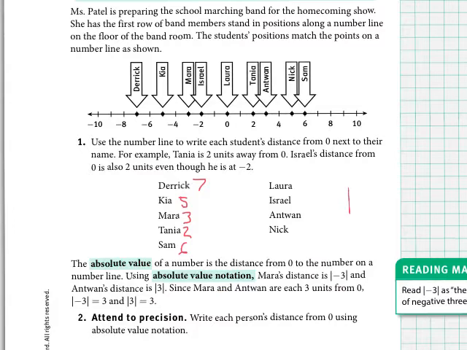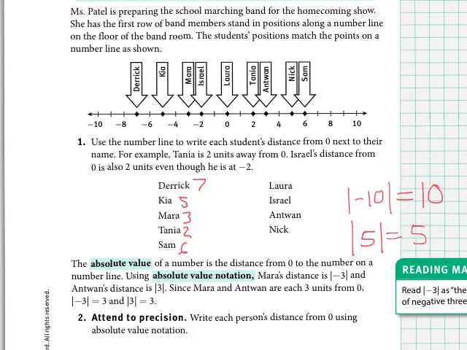So if I write here the absolute value of -10, every time you see absolute value signs, you think: how many spaces away from zero is -10? So -10 would be 10 spaces away from zero. The absolute value of 5 is asking how many spaces away from zero is 5. And 5 is obviously 5 spaces away from zero.